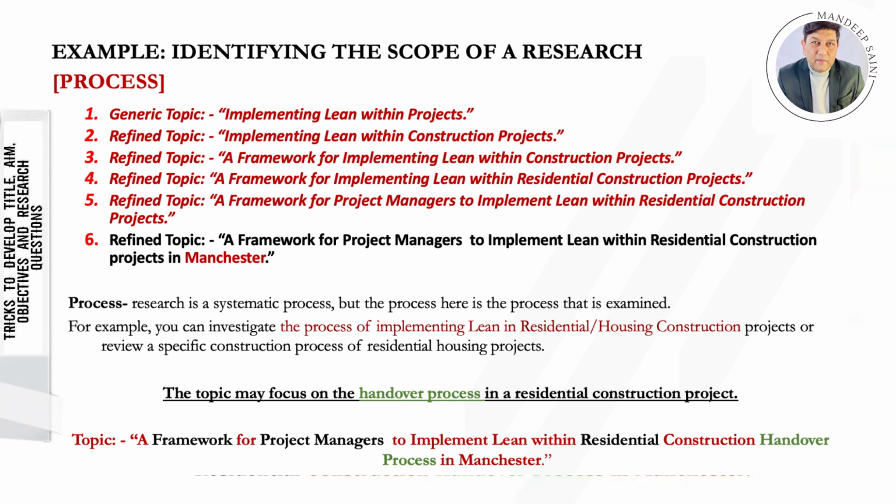Now we are talking about residential construction projects. In a residential construction project, there could be several different processes. For example, design process, development process, procurement, logistics, supply chain. So there could be several different processes. Now you can think about which process you want to go for. I would say in a construction project, I take for an example that I am going to focus on the handover process.